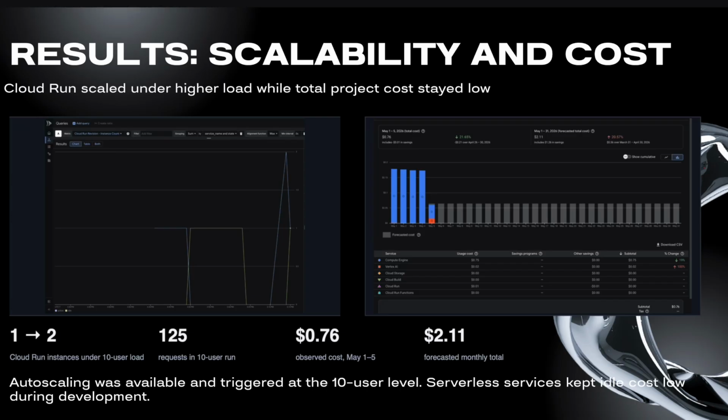What we found was that at a low load level, like the one user and five user tests, the system stayed on a single Cloud Run instance because one instance was enough to handle the traffic. But when we increased the load to 10 users, Cloud Run automatically scaled the retrieval service from one instance to two instances. That's important because it shows that the service can respond dynamically when demand goes up, instead of us having to pre-provision extra services.